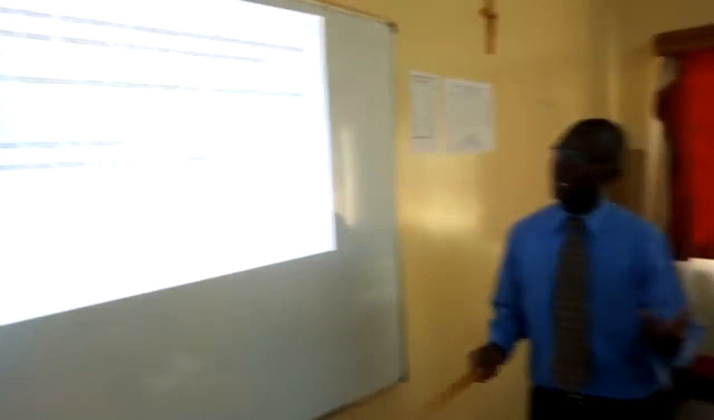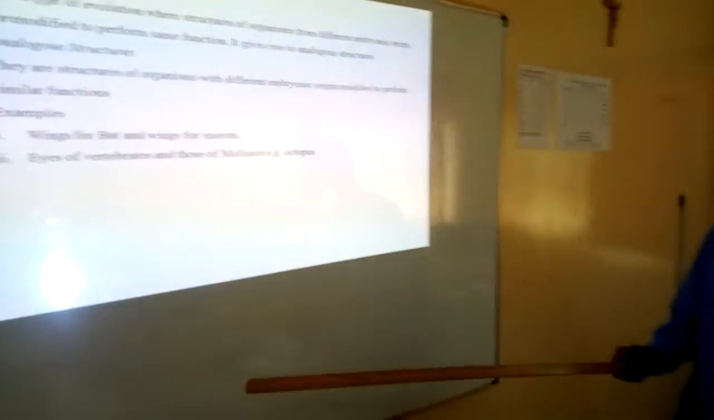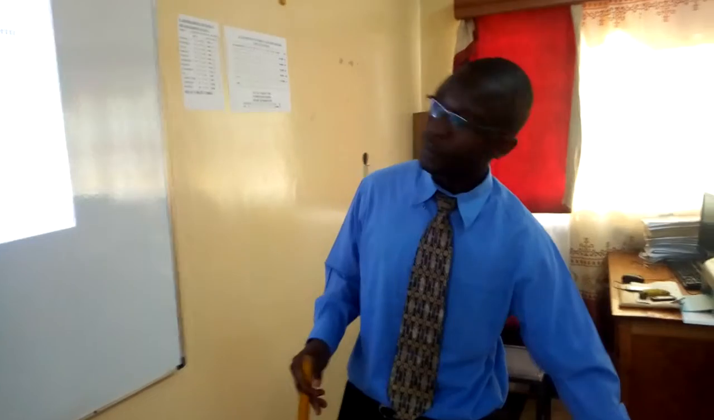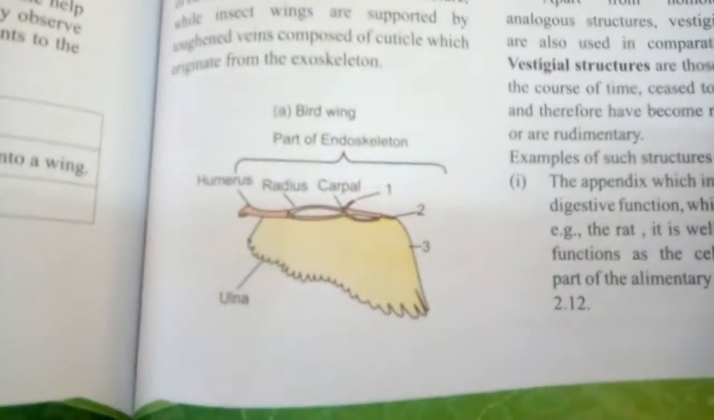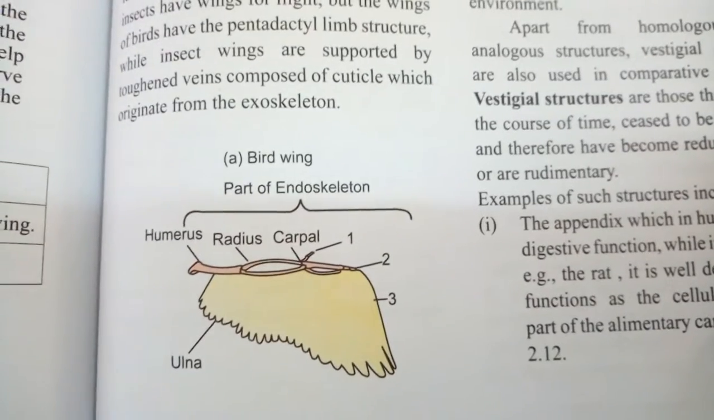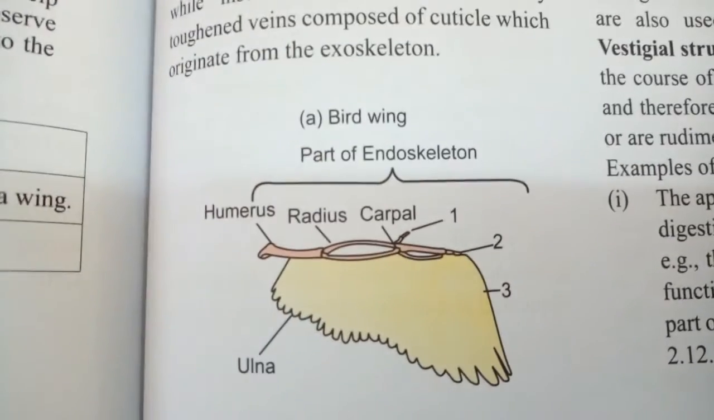2. Eyes of vertebrates and those of the mollusk, such as the octopus. Now, wings. When we look at the wings, we discover that we have the wings of the bat, the wings of the insect, and the wings of the bird. Bat, insect, and bird, all of them have some difference. They are not closely related.